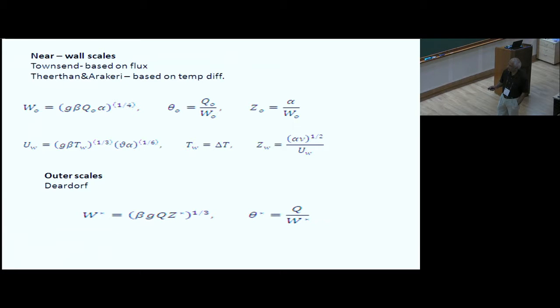So TW is the temperature difference, for example, between the wall and the ambient. So you can get two types of near wall scalings. And the outer scaling was proposed by Deardorff, which is based on the larger length scales.